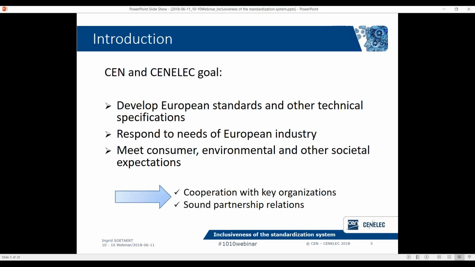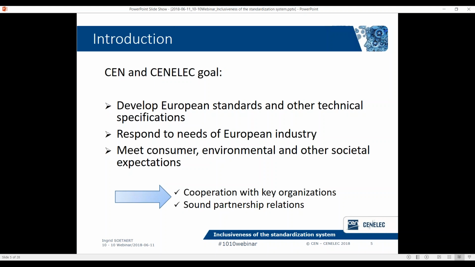I would like to start with a small reminder of the CEN and CENELEC goal, which is to develop European standards and other technical specifications to respond to the needs of European industry while meeting consumer, environmental and other societal expectations. Through cooperation with all the main stakeholders, CEN and CENELEC are actively involved in removing trade barriers for European industry and consumers and contribute to the consolidation of the European single market.